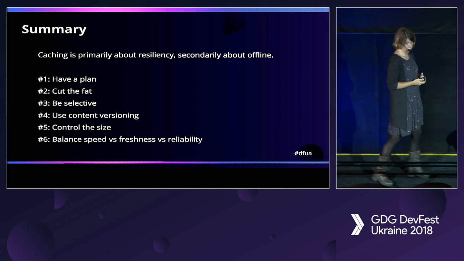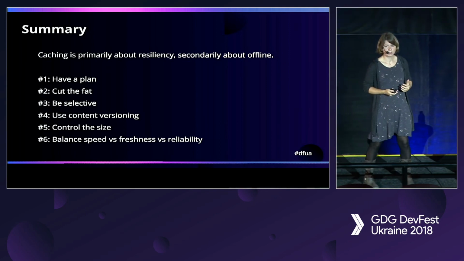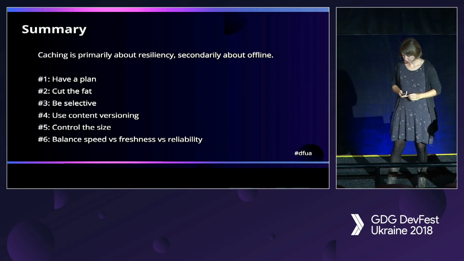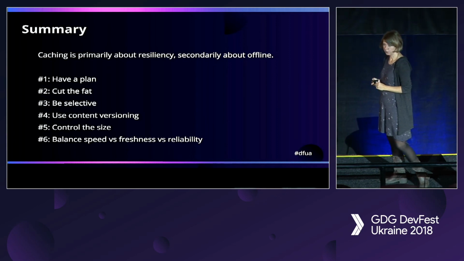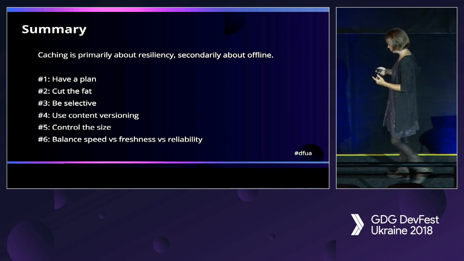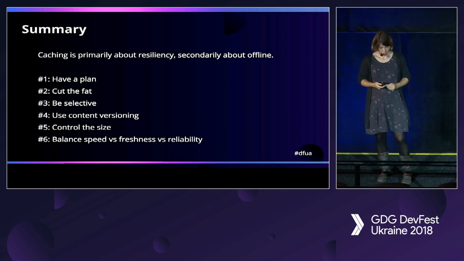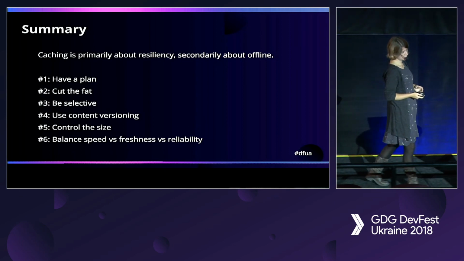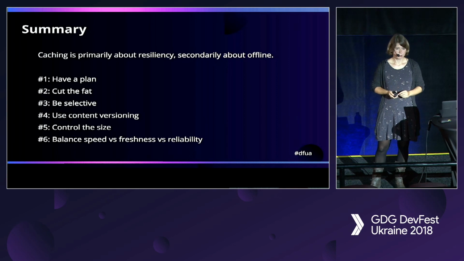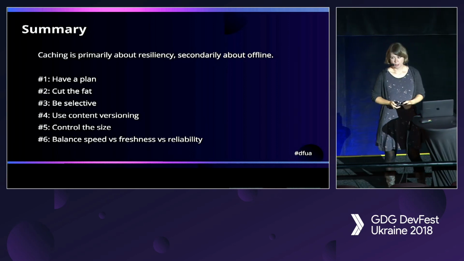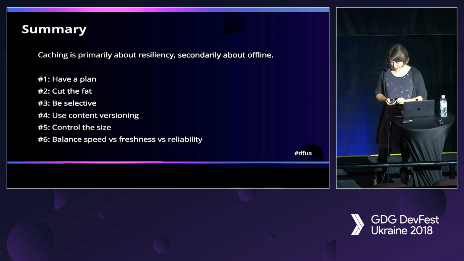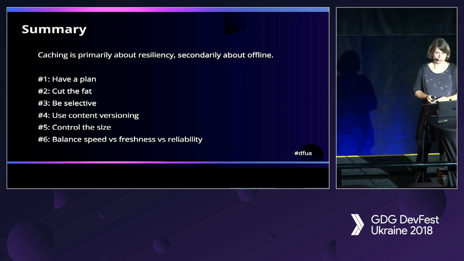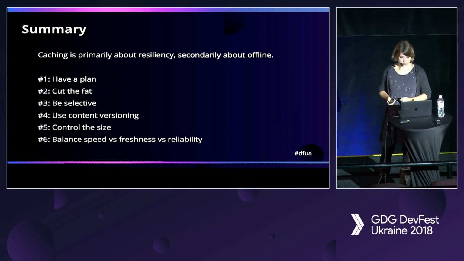Use content versioning to not lock yourself in, or rather, don't lock your user in an old version of your app. Control the size of your app using developer tools or other tools available on the market. And balance the speed versus freshness versus reliability of your site. I hope this helps. I hope this gives you some overview of at least some of the questions and problems you need to consider when trying to develop and design the proper service worker flow.